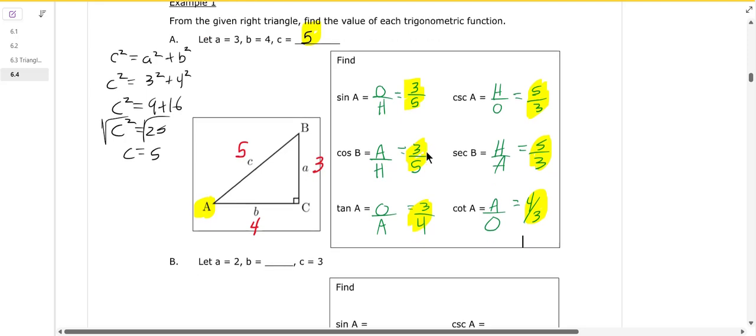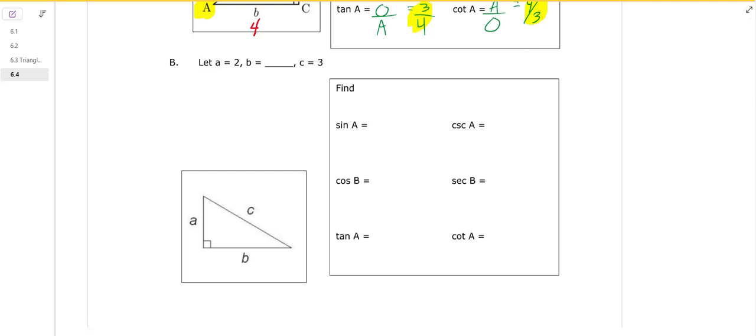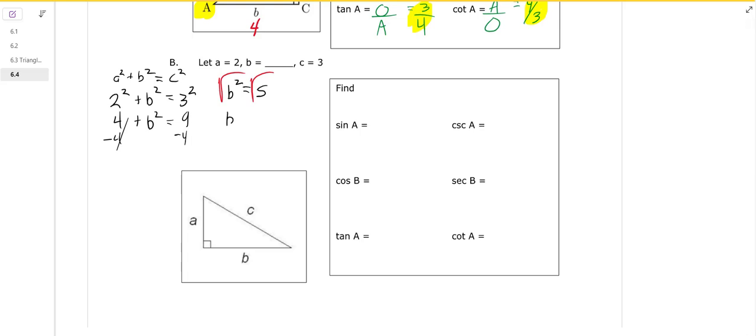Here's example 1B. Again, we'll start this off the same way. We're going to use the Pythagorean theorem: A squared plus B squared equals C squared. This time A is 2, B is what we're going to try to find, and C is 3. So we have 4 plus B squared equals 9. We can subtract 4 from both sides of the equation to get B squared equals 5. Then we can square root both sides to get B is equal to the square root of 5. Okay, so we got that.